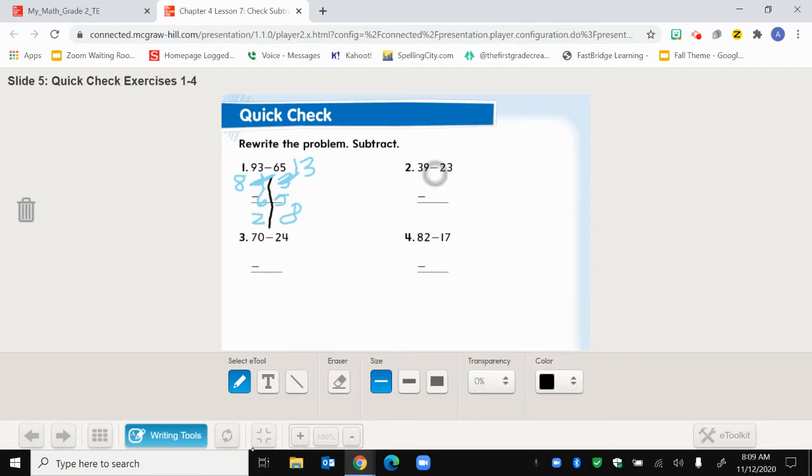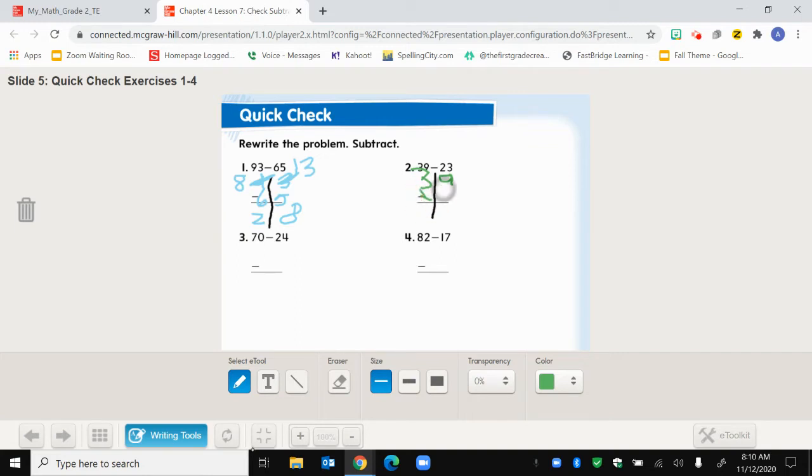All right, let's go ahead and look at number 2. We have 39 minus 23. Now on your slates, guys, you don't have to write it going long ways. You can just write it going up and down. Okay, so 39, I'd write 3 on the 10s and 9 on the 1s. And 23, I'd write 2 on the 10s.